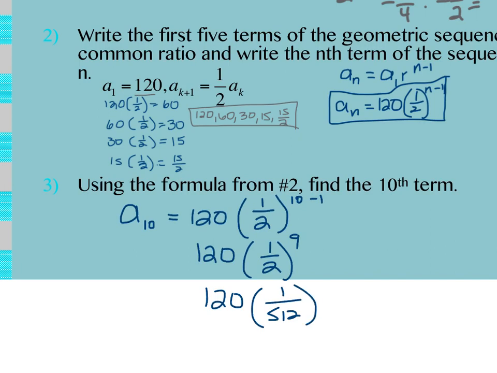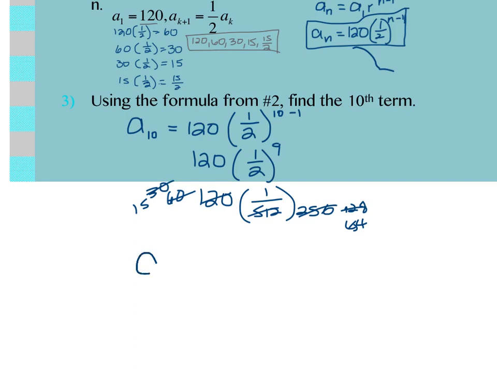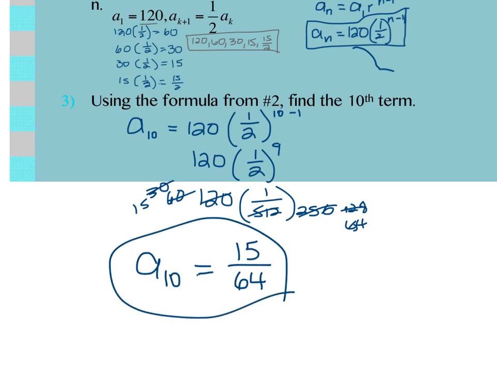And then I would reduce that 120. So if I start reducing this, let's say just by 2, this would be 60 over 256. And then again, this would be 30 over 128. And then again, 15 and 64. So the answer here for a sub 10 would be 15 over 64. And again, you'll do this on your quiz. You want to keep those answers exact.